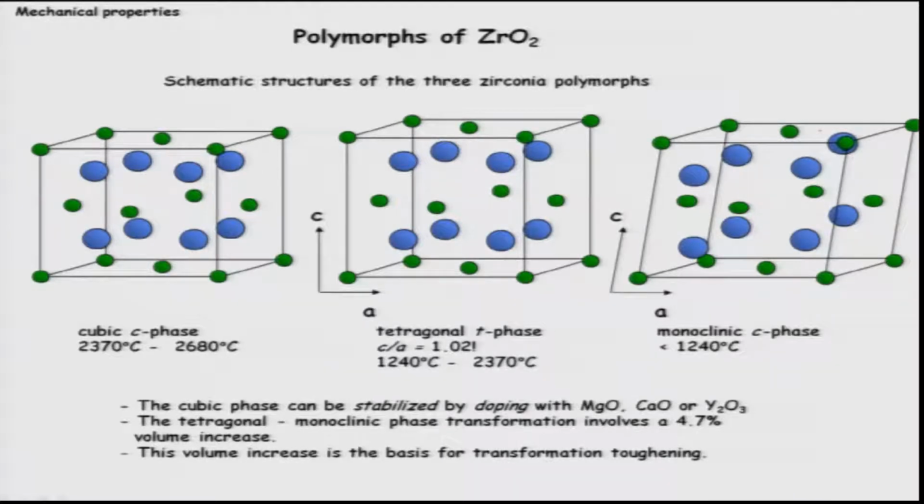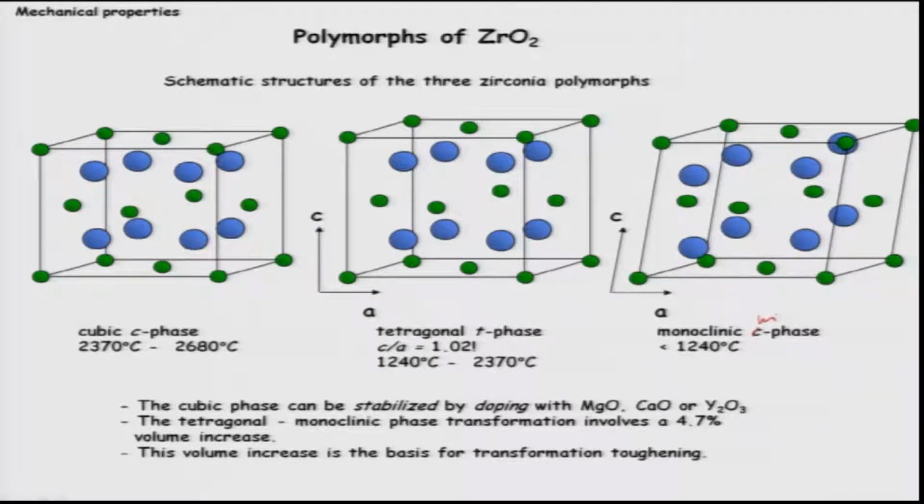Then it also has a tetragonal phase, which is known as T phase, with the c by a ratio close to 1.02, a very small ratio, but it is tetragonal, by the way, and it has a stability range a little lower from 1240 to 2370. At low temperatures, that is less than 1240, pure zirconium oxide exists in monoclinic form, which is known as M phase, actually not C phase, M.